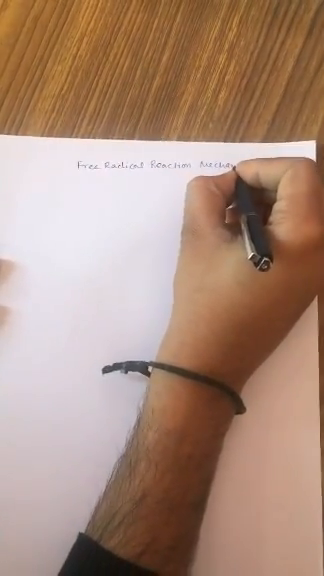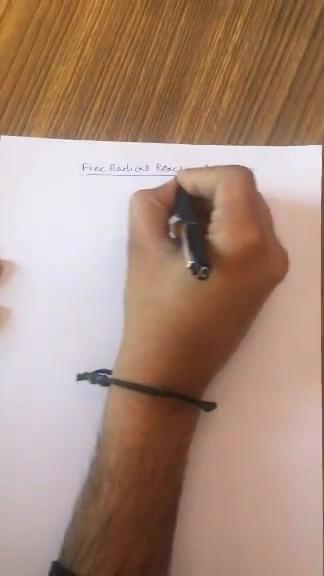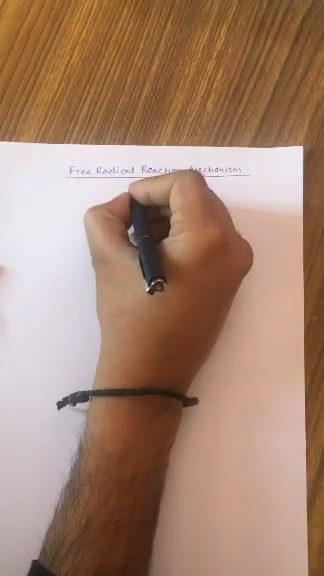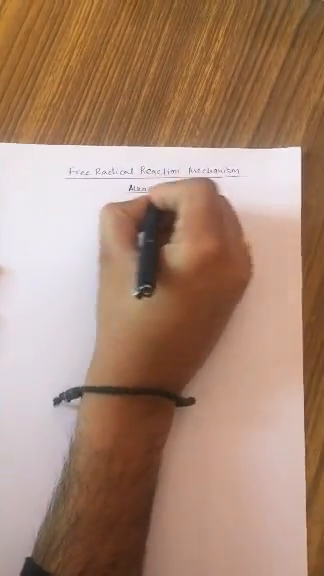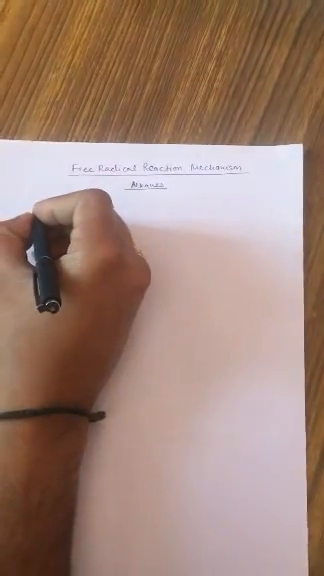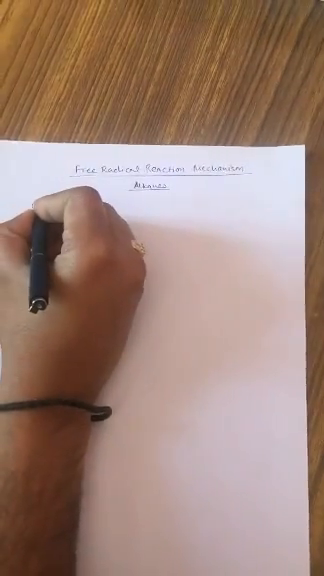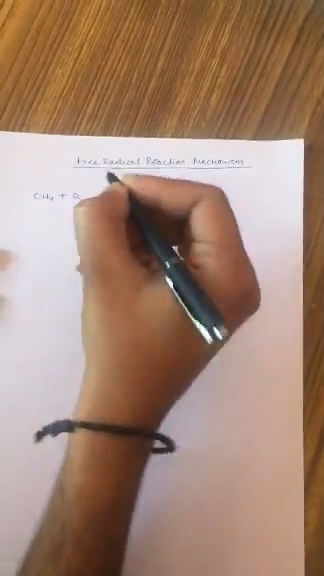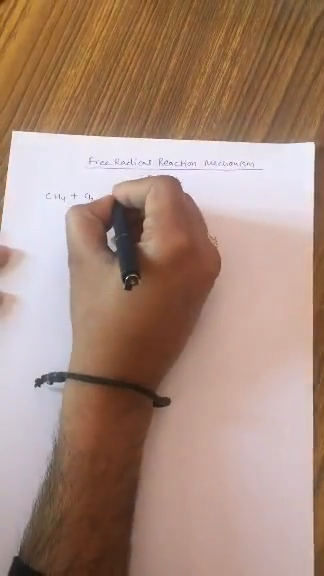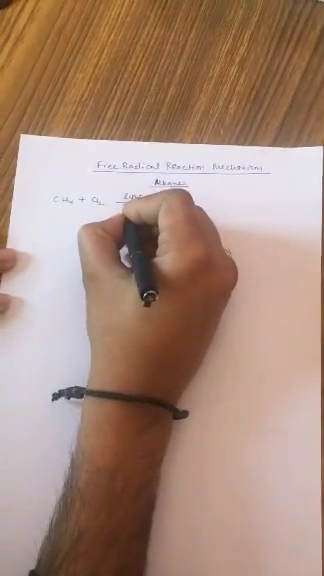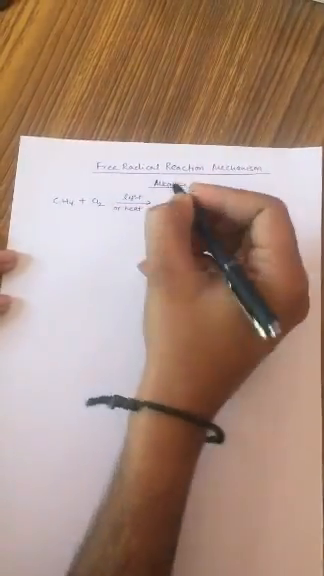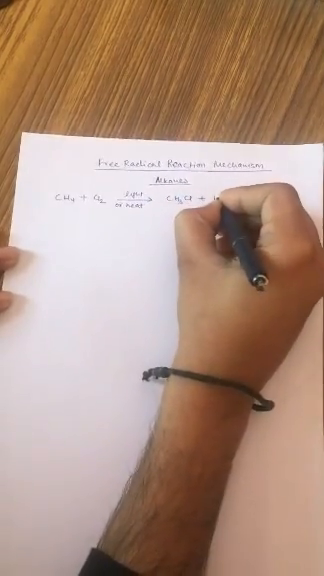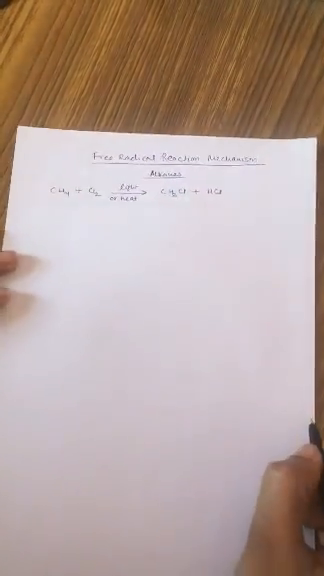So today we will discuss in detail the free radical reaction mechanism. This free radical reaction mechanism is generally followed by alkanes. For example, let us take an alkane like methane. When it reacts with a halogen gas like chlorine in the presence of light or heat, it gives compounds like CH3Cl plus HCl. So these are the products of this reaction.